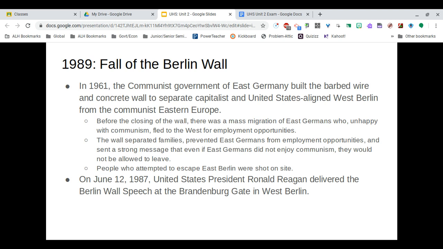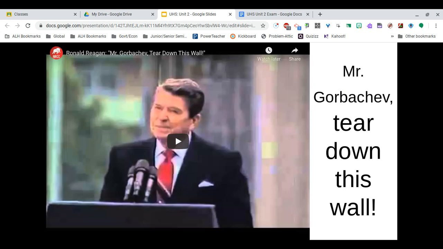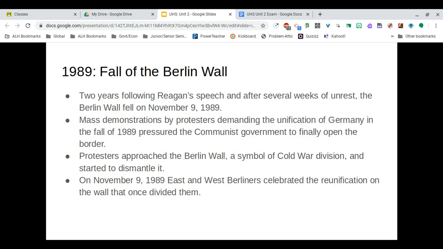Then on June 12th, 1987, Reagan delivers the Berlin Wall speech at the Brandenburg Gate in West Berlin. I'm going to have this available so that you can watch it. I highly recommend watching it and taking a look at what he says. His big line is this: Mr. Gorbachev, tear down this wall. And it really becomes this motto for the ending of the Cold War.